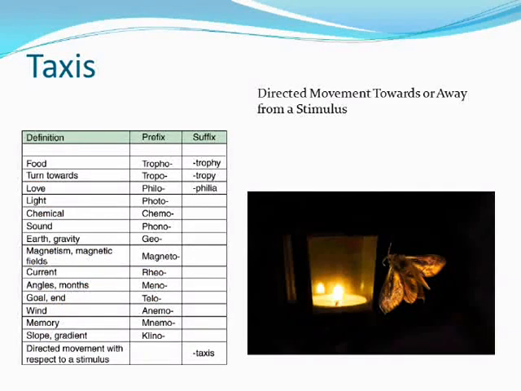Taxis is a directed movement. Moth to a flame is a classic example of a taxis. We call that one phototaxic. That is photo meaning light, so we get a phototaxis, drawn to the light, drawn to the flame. Directed movement then is a taxis. You can see here in the table there's a number of different taxis: trophotaxis, phyllotaxis, phototaxis, chemotaxis, geotaxis, rheotaxis, goes on and on.